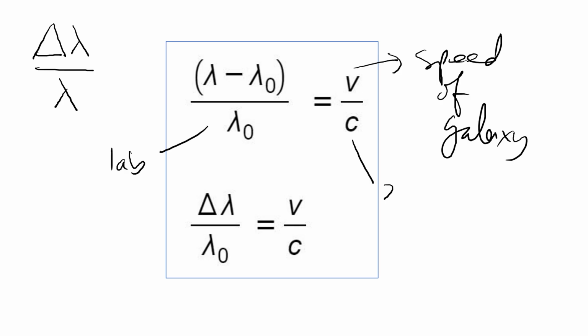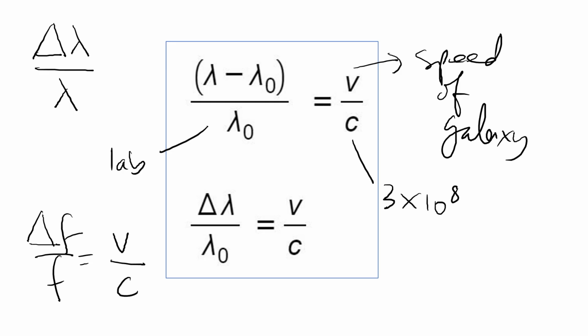and this is the speed of light. That's 3 times 10 to the power of 8. So the change in the wavelength divided by the wavelength in the lab is equal to the speed of the galaxy divided by the speed of light. You can also do the change in the frequency divided by frequency equals the speed of the galaxy divided by the speed of light.